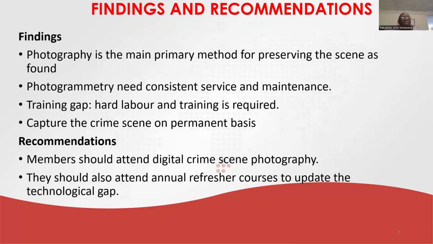On findings and recommendations: in this article, photography is the main primary method for preserving the crime scene, as discussed. Also, photogrammetry needs consistent service and maintenance to ensure proper documentation of crime scene measurements. However, these days we have smartphones which can be used to take measurements while taking photographs. We call it digital photogrammetry.